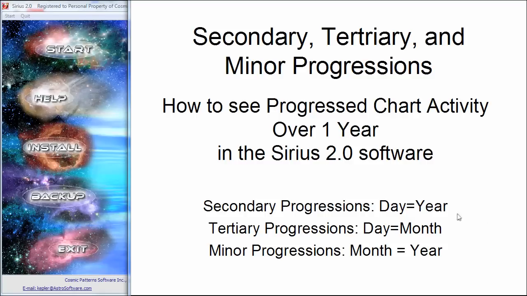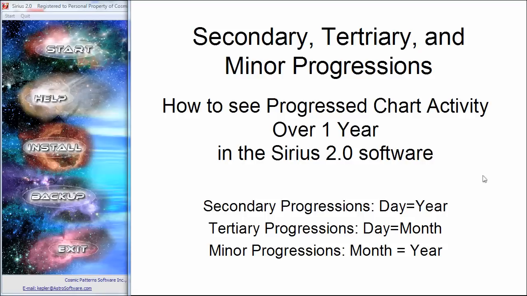And as you probably know, a secondary progression chart is based on the idea that a day after birth equals a year of life. In a tertiary progress chart, a day after birth equals a month of life. And in a minor progress chart, a month after birth equals a year of life. And if all that sounds confusing and crazy, how could a day equal a year? I discussed this in more detail in another video.